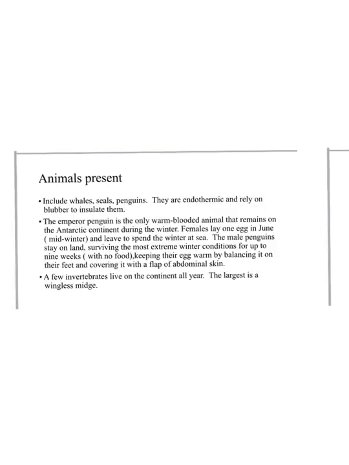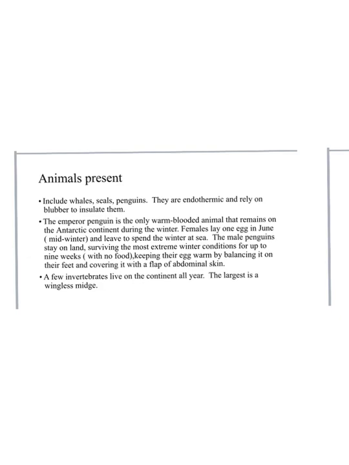So again, Antarctica has its key animals and organisms present that are found nowhere else in the world. This includes whales, seals and penguins. They are endothermic and rely on all their blubber to insulate them. The emperor penguin is the only warm-blooded animal that remains on the Antarctic continent during the winter. Females lay one egg in June and leave it to spend the winter at sea. The male penguins stay on land, surviving the most extreme winter conditions for up to 9 weeks.